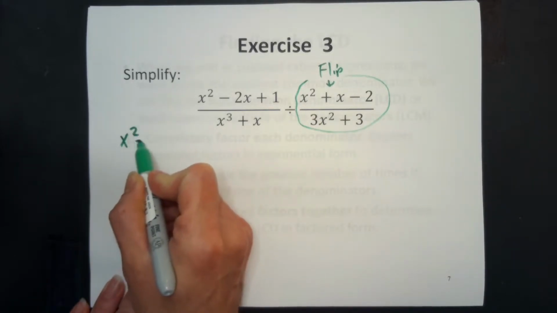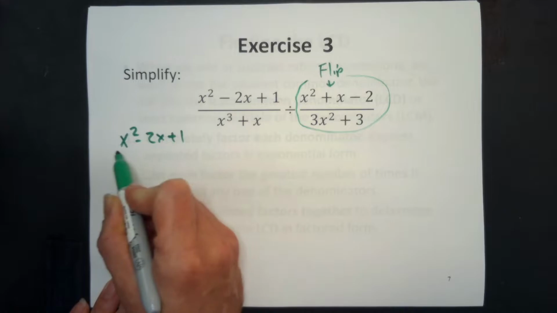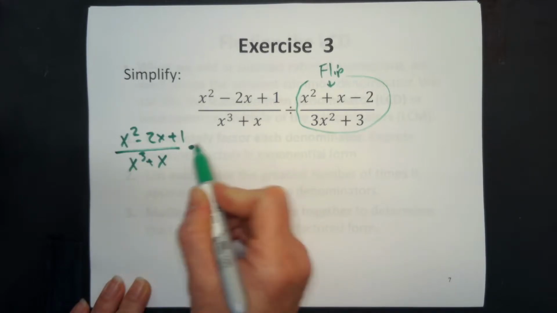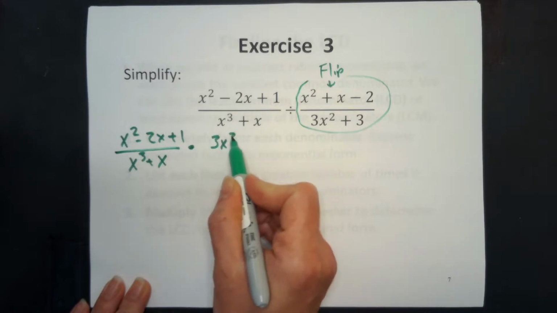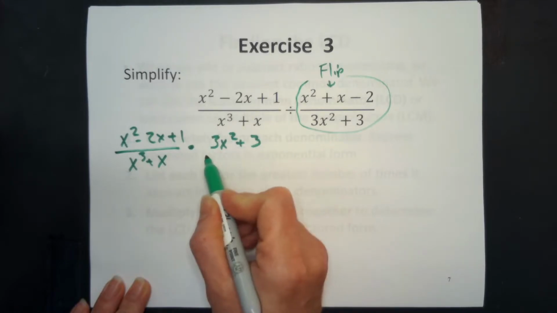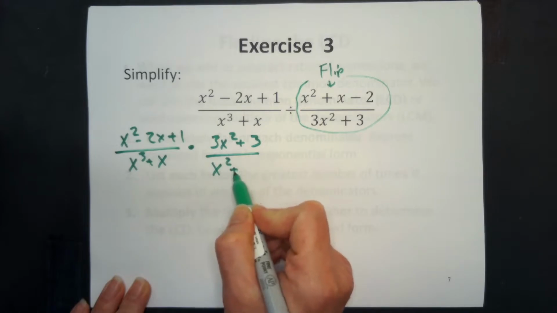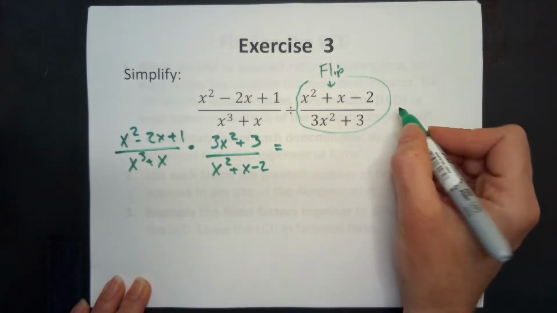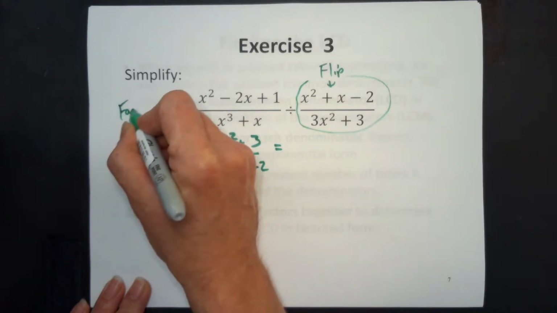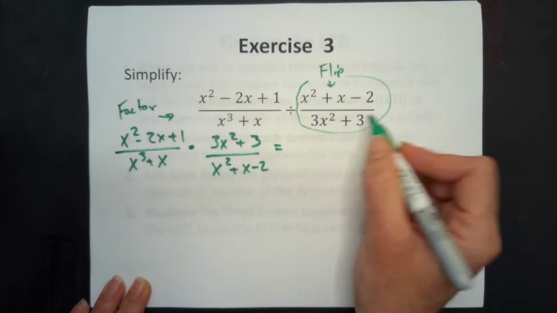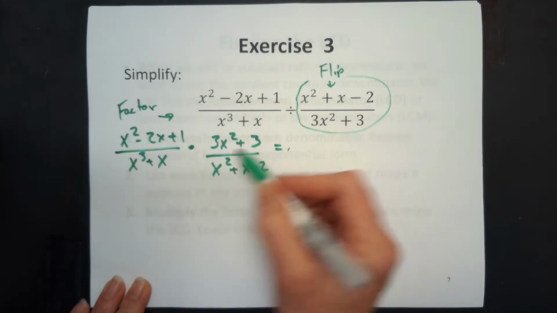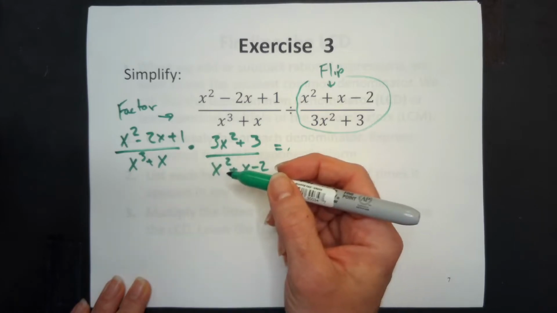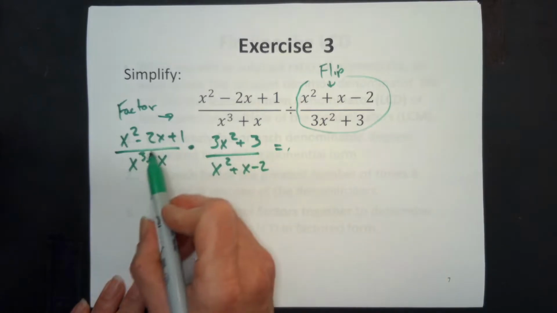So we're still going to have our x squared minus 2x plus 1 over x to the third plus x, times, and we flip this and we're going to get 3x squared plus 3 over x squared plus x minus 2. And so now I'm going to factor. That's my next step, is factor. Before I multiply anything together, I don't want to make my life more difficult, because if I multiply these trinomials together, I'll never be able to get them apart.